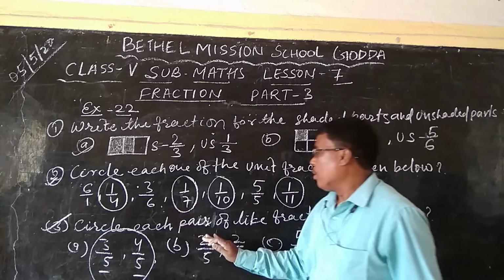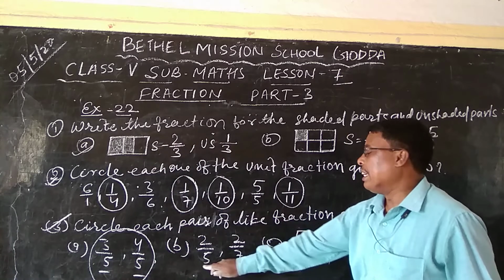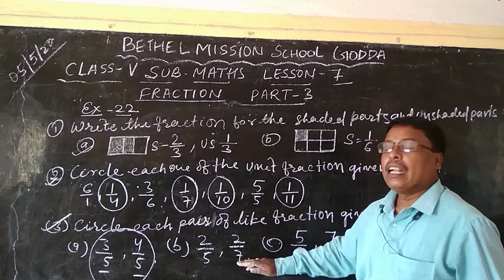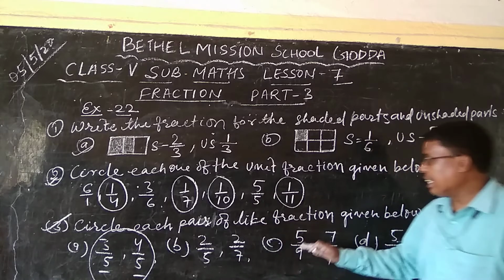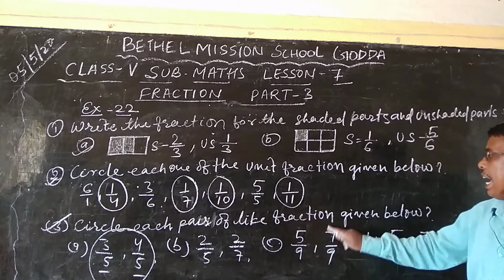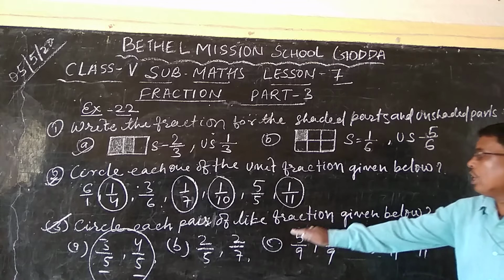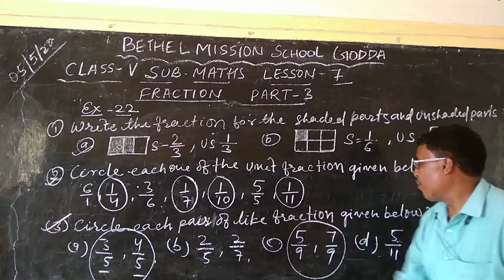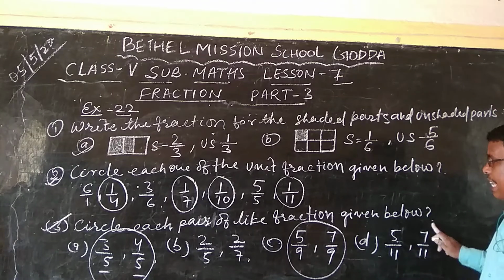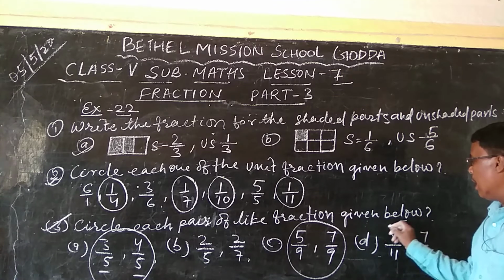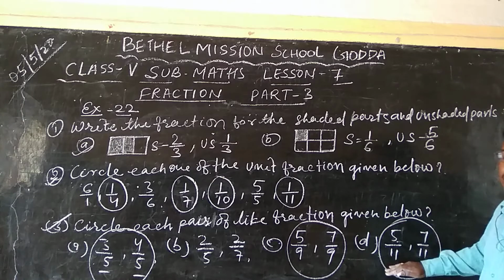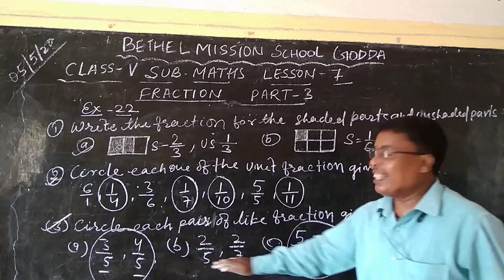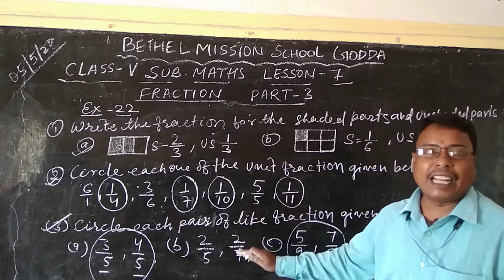Next fractions, 2 by 5 and 2 by 7. So here 5 and 7 are not equal, so this is not like fractions. Next fractions, 5 by 9 and 7 by 9. So 9 is the same, so this is also like fractions. Next, 5 by 11 and 7 by 11. This is also like fractions because the denominator is the same. 11. Here 9, here 5. Here not the same, so this is not like fractions. Clear?